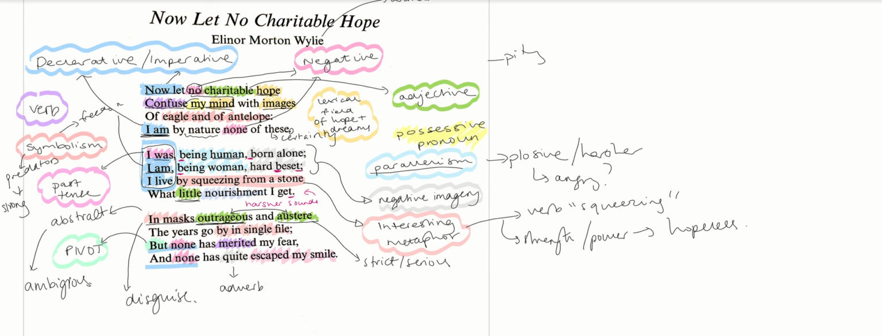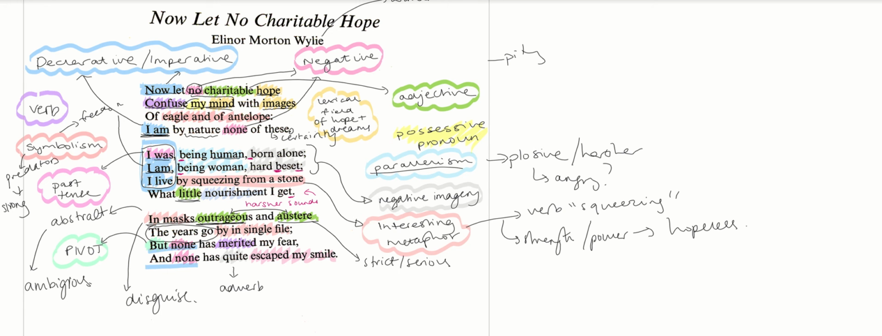The years go by in single file. So we finally get the subject in that second line. So she's talking about the years of her life that have gone by in single file, in masks, outrageous and austere. So is she talking about how the years have gone by her somewhat disguised and she can't quite see them for what they are, and they've been both outrageous and austere? Or is she talking about the people in her life? It's not quite clear, and you want to explore that, or perhaps you have a different interpretation too.